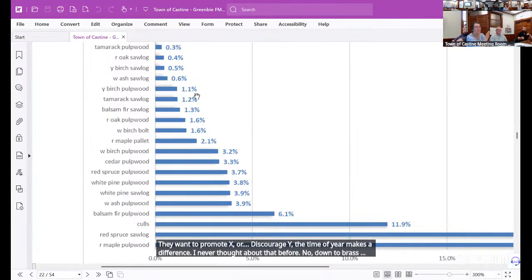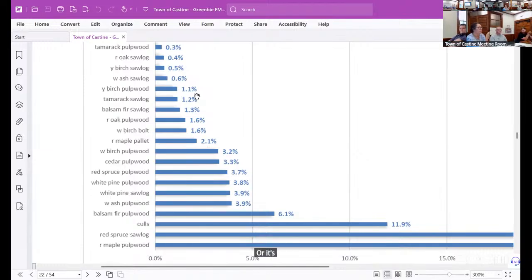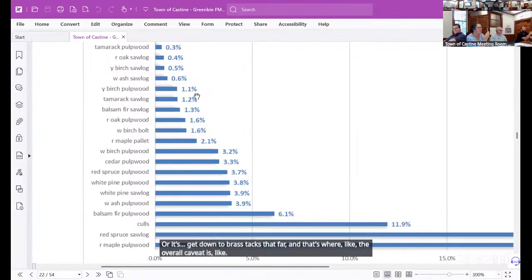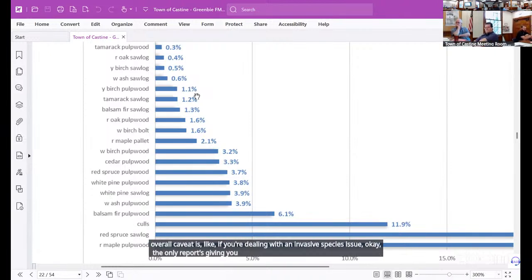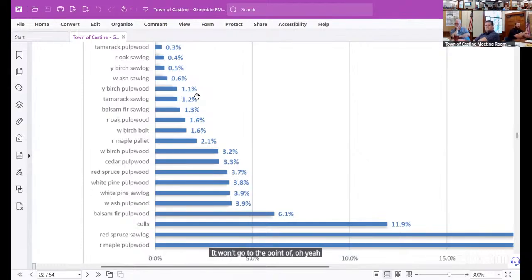I just want to tie it back to the overview reports. You don't get down to brass tacks that far, and that's where the overall caveat is. If you're dealing with an invasive species issue, the overview report gives you enough education to maybe go, oh yeah, I have a problem, or I don't have a problem. It won't go to the point of, oh yeah, I mixed this chemical with that chemical. No, of course, that's where you go to Bill.